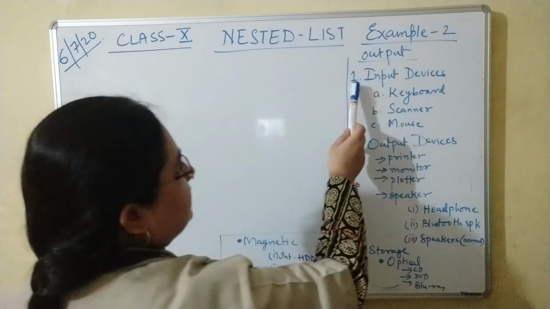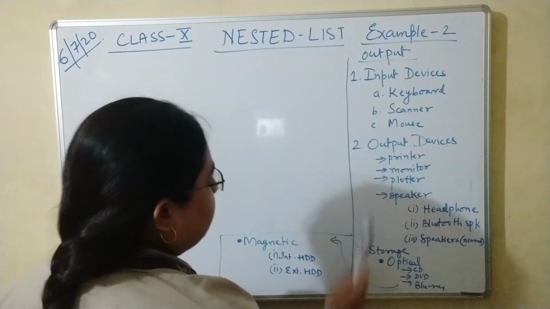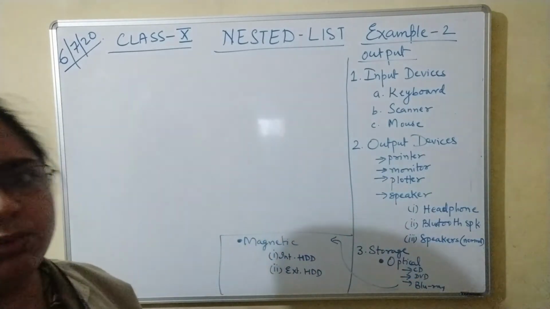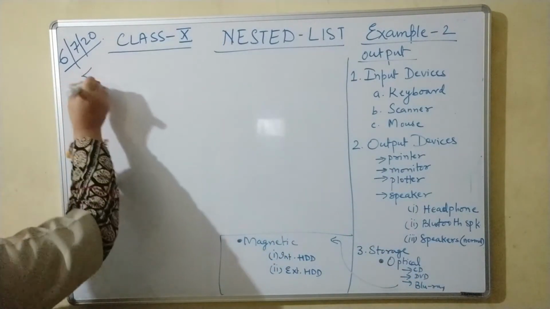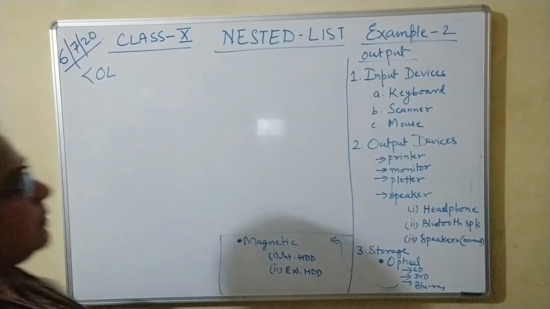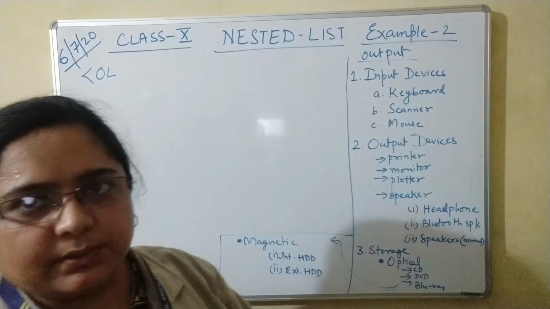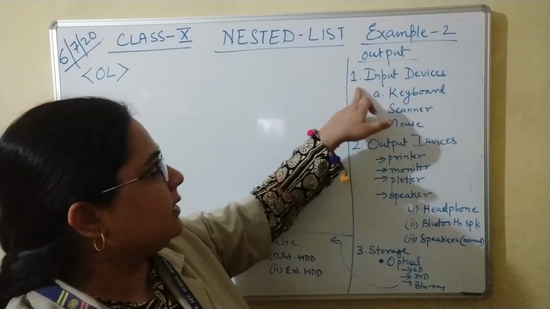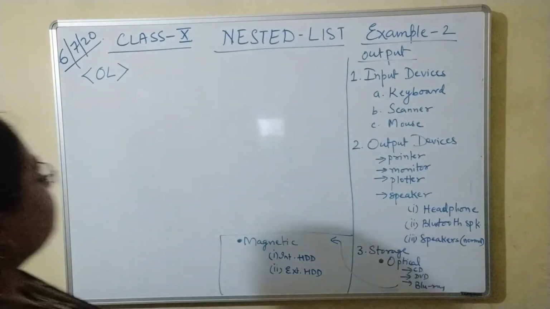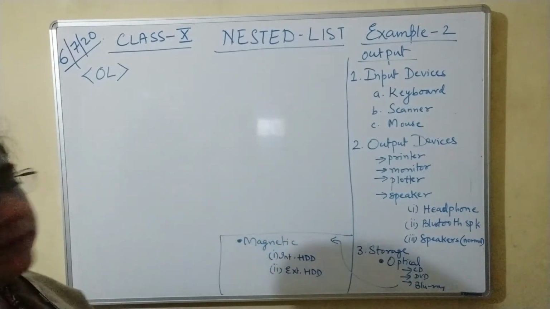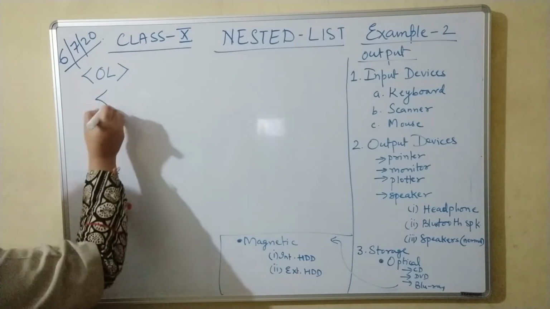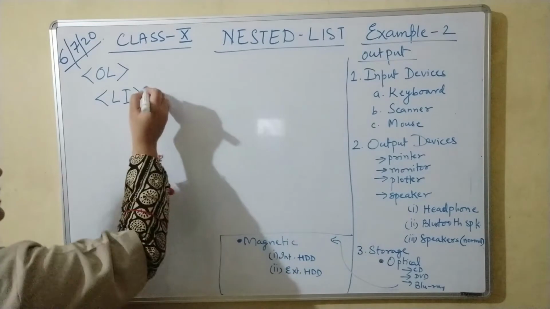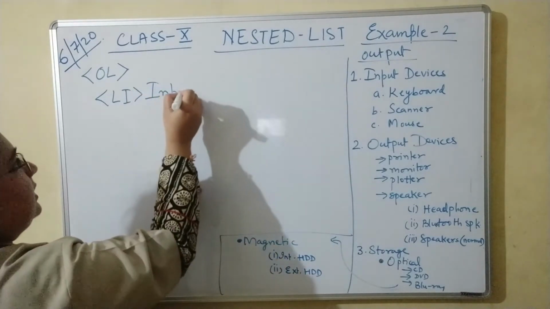As you can see over here, numbers 1, 2, 3. These three refer to the outer list which we will be creating using the OL tag. Why? Because they are numbered. So we start with the OL tag, and because the Arabic numerals are the default setting, you don't need to specify that as type. Coming to the next list item, I have the LI tag, and within the LI tag I will be typing the first one, that is input devices.